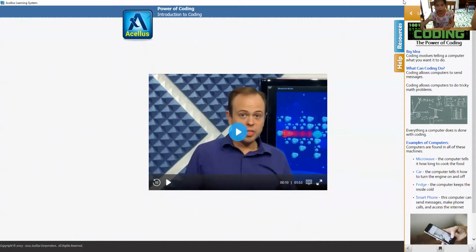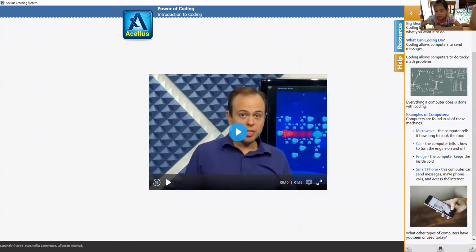What can coding do? Coding allows computer to send message. Coding allows computer to do tricky math problems. Everything a computer does is done with coding. Example of computers. Computers are found in all of these machines. Microwave. The computer tells it how long to cook the food. Car. The computer tells it how to turn the engine on and off. Fridge. The computer keeps the inside cool. Smartphone. This computer can send messages, make phone calls, and access the internet. What other types of computer have you seen or used today?